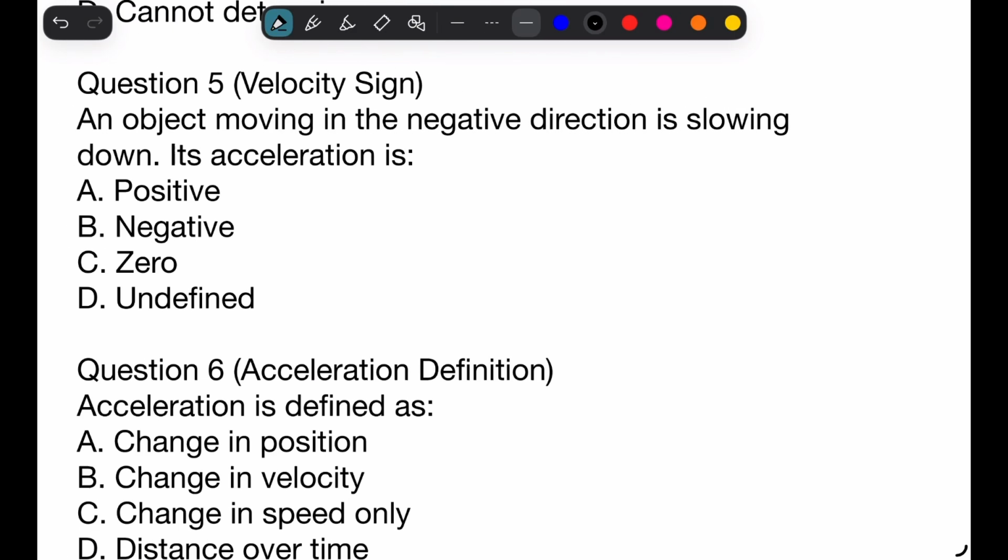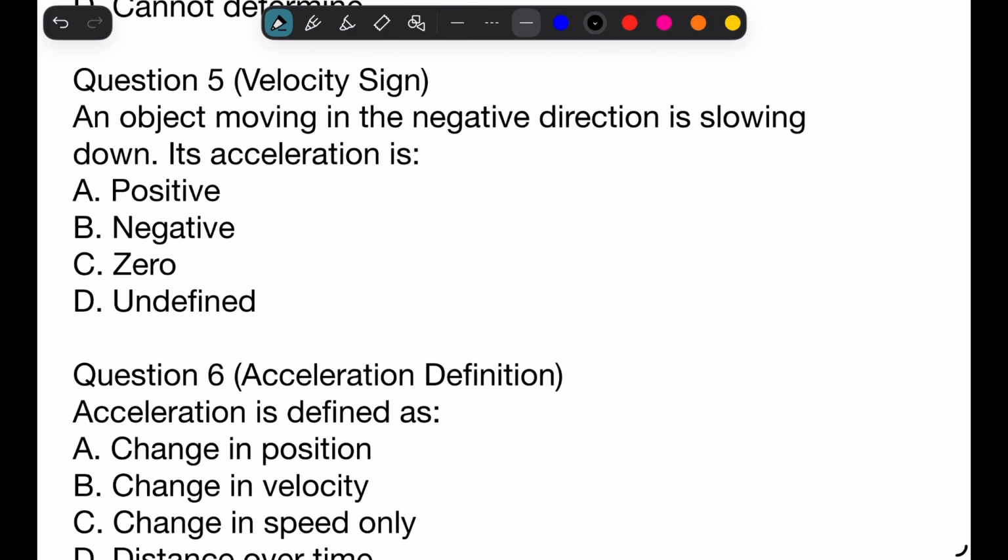We have an object moving in the direction that is negative is slowing down. So if we're going in the negative direction, we are currently slowing down. And this is our negative direction, therefore this has to be our positive direction. So if you have a negative v and you're also going to be slowing down, that means that the term slowing down indicates that you're going to have an acceleration that opposes velocity.